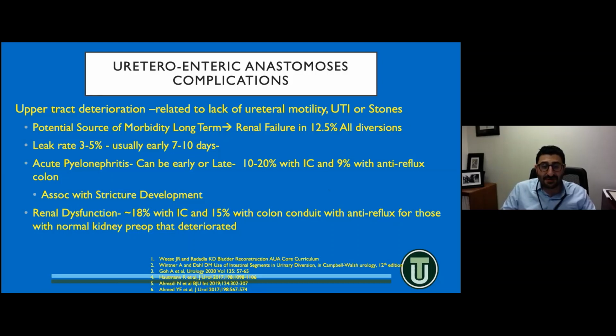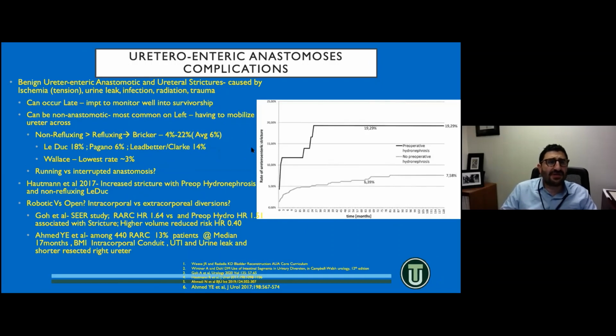Long-term renal dysfunction can occur around 18% with ileal conduits and 15% with colon conduits with anti-reflux in those patients who had normal kidneys preoperatively, that then deteriorated, rather than patients who had CKD at the time of urinary diversion. So looking at stricture rates after ureteroenteric anastomoses, these can be caused by tension or ischemia at your anastomosis, a leak, urinary tract infection or pyelo, patients who have had radiation or trauma.